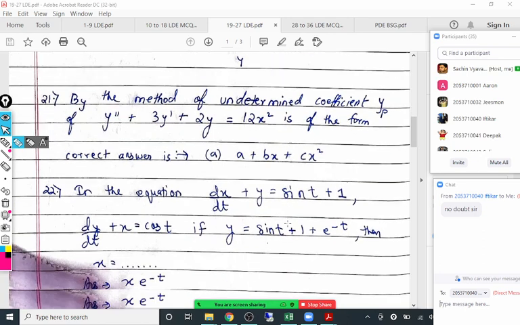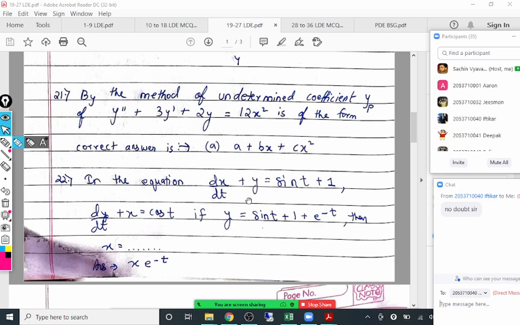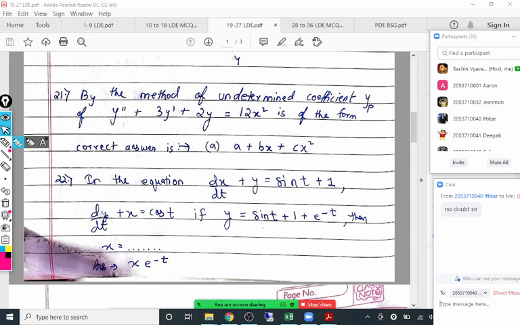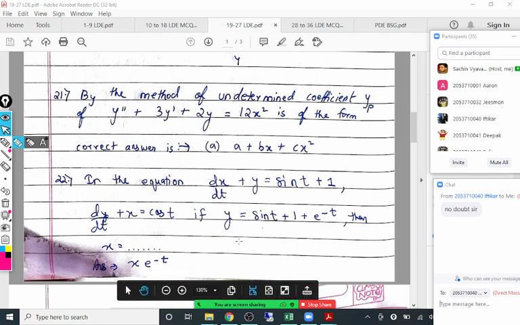We discussed that already. In the equation, dx by dt plus y is equal to sin t plus 1 and dy by dt plus x equal to cos t, if y is equal to sin t plus 1 plus e raised to minus t, then what is x? You can clearly observe this is the value of y, and if you replace this value of y here in dy by dt, you get x. Just calculate dy by dt, replace it here and simplify it for x, and you will get the answer. Okay, you can do that.